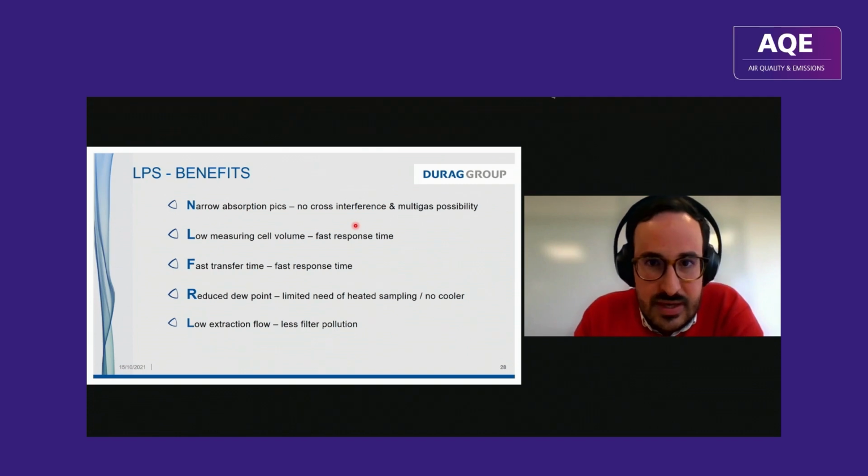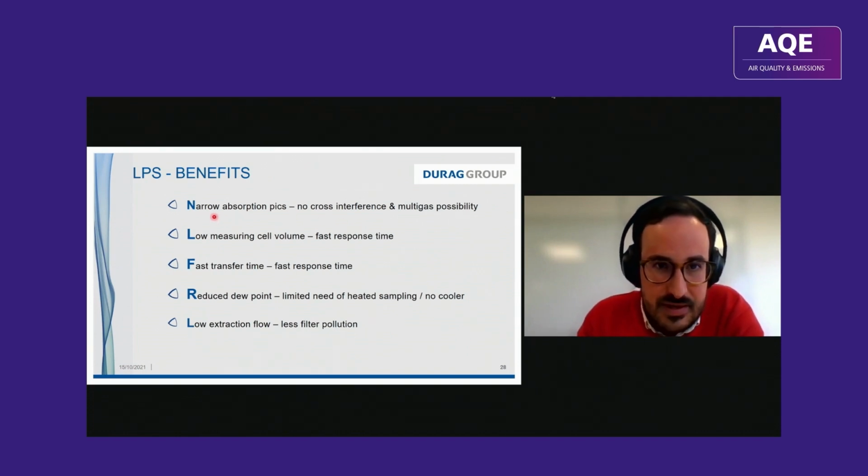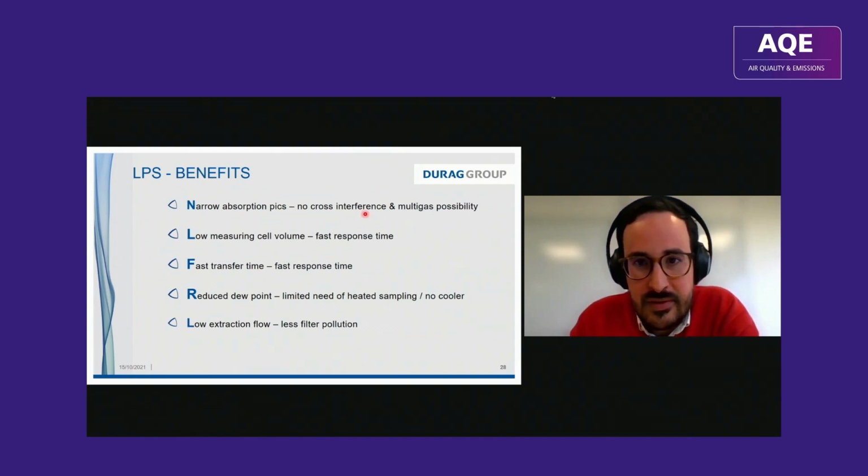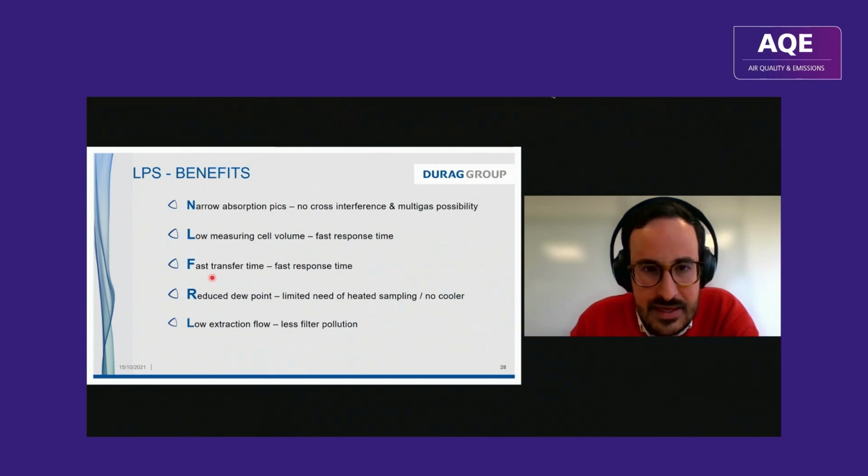With LPS, we can change the shape of the absorption peaks, so we avoid cross interference, and one laser can measure several gases. We have a very small cell, which means we have a fast response time of the analyzer. We have a fast transfer time, so the overall response time of the system is faster.